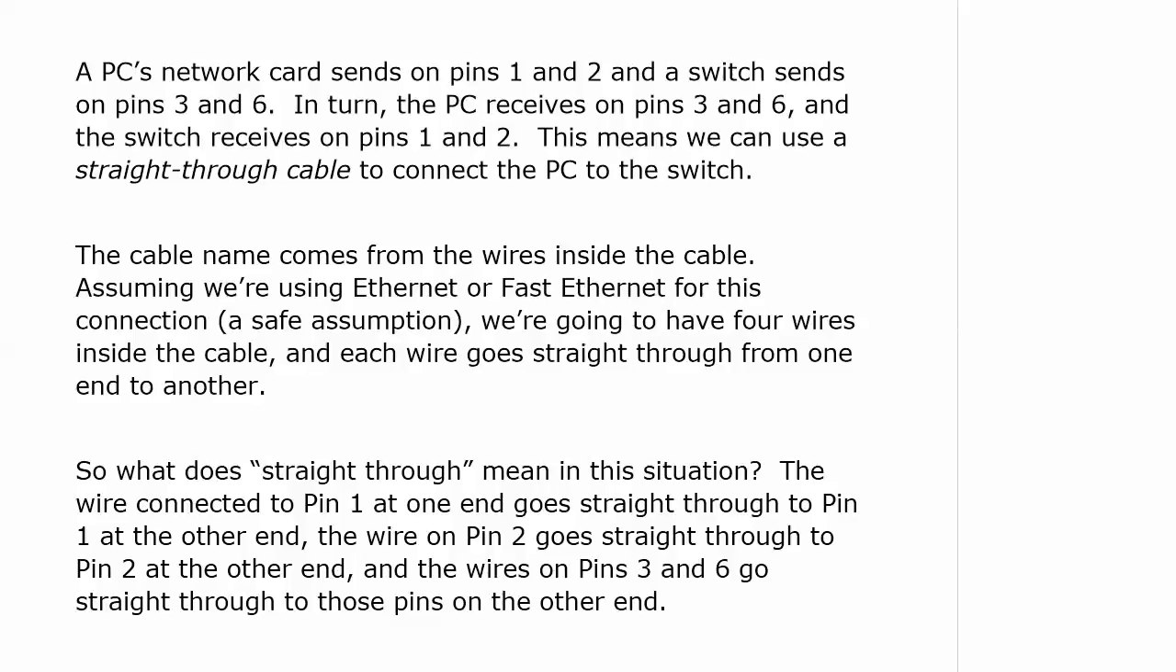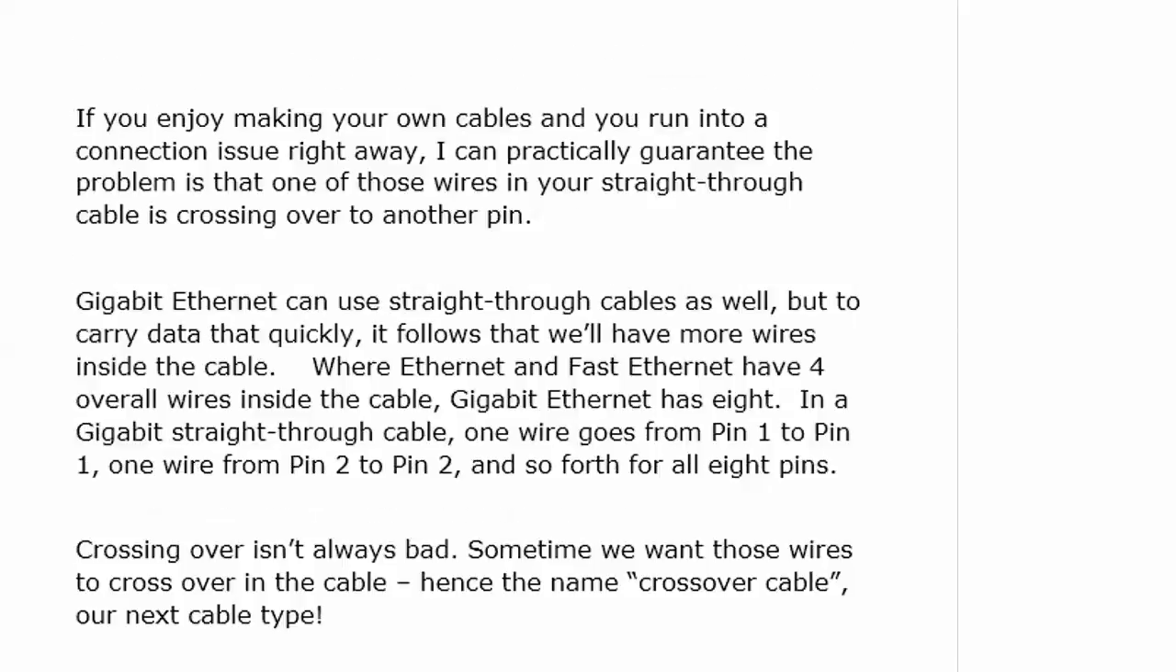If we're using Ethernet or fast Ethernet for this connection, which in this case is a safe assumption, especially with the PC to the switch, we're going to have 4 wires inside the cable for fast Ethernet and Ethernet, and each wire goes straight through from one end to another. And again, you might think, well, how else is it going to get there? What I mean by straight through in this situation is the wire connected to pin 1 at one end goes straight through to pin 1 at the other end. The wire on pin 2 goes straight through to pin 2 at the other end, and the wires on 3 and 6 go straight through to those pins respectively on the other end.